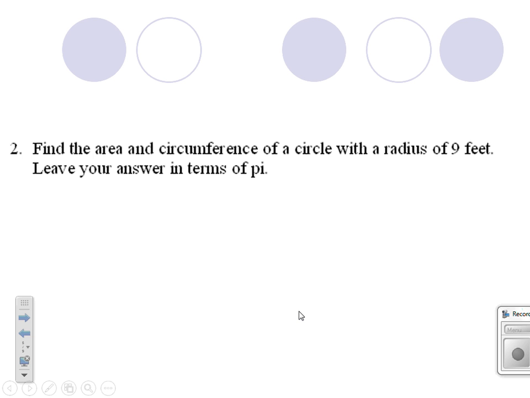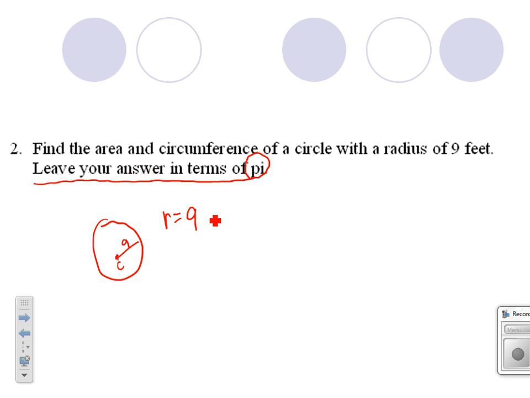Find the area and circumference of a circle with a radius of 9 feet. Leave your answers in terms of pi, so I do not want the rounded answer this time. So I have a circle, and the radius is 9, okay? So if I know the radius is 9 feet, I can go ahead and find area and circumference using my two formulas. Area is pi r squared, circumference is 2 pi r.